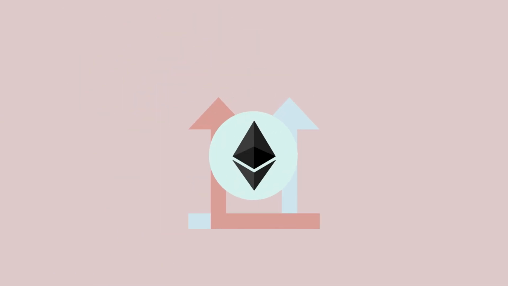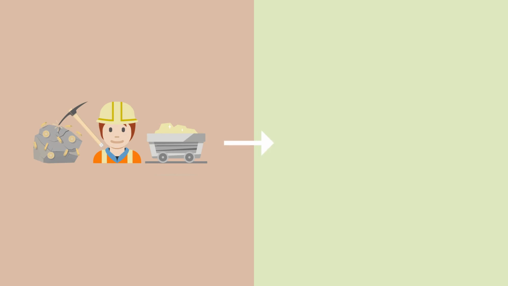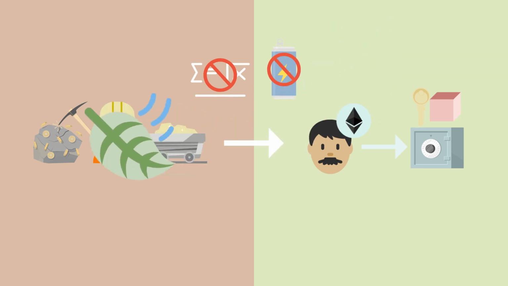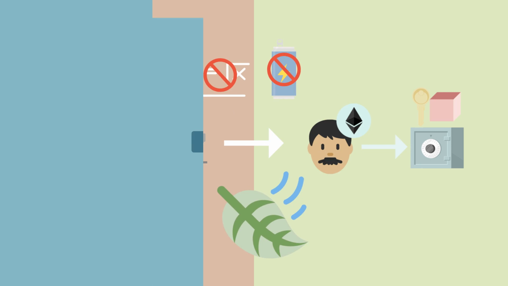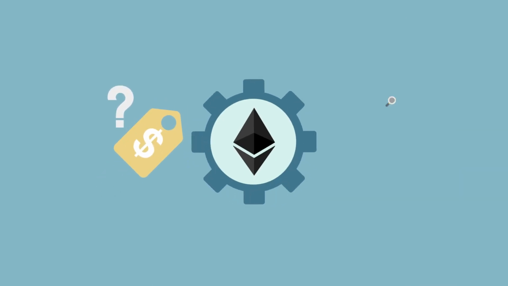So, how will Ethereum change after the merge? Well, as we've already discussed, the transition from proof of work to proof of stake will significantly reduce the computing power and electricity consumption required for validating transactions, making the network more sustainable. But what do these changes mean for the price of Ethereum? Well, to understand that, let's take a look at how the tokenomics of Ethereum will be impacted by the merge.